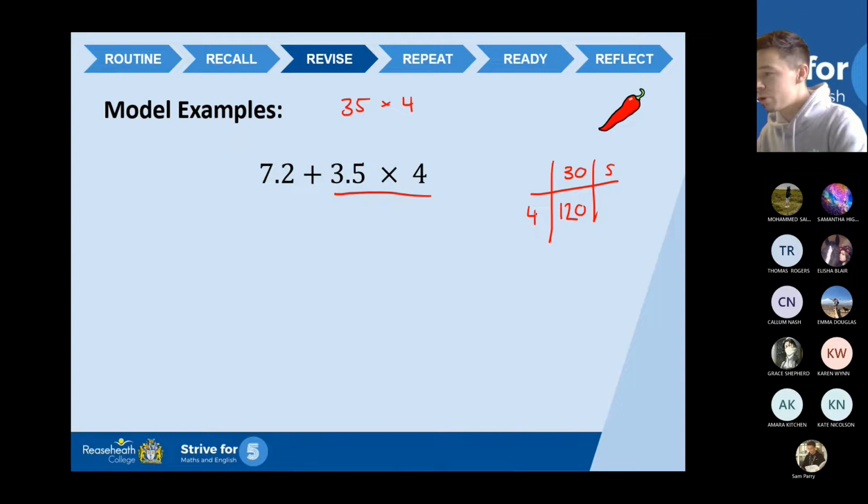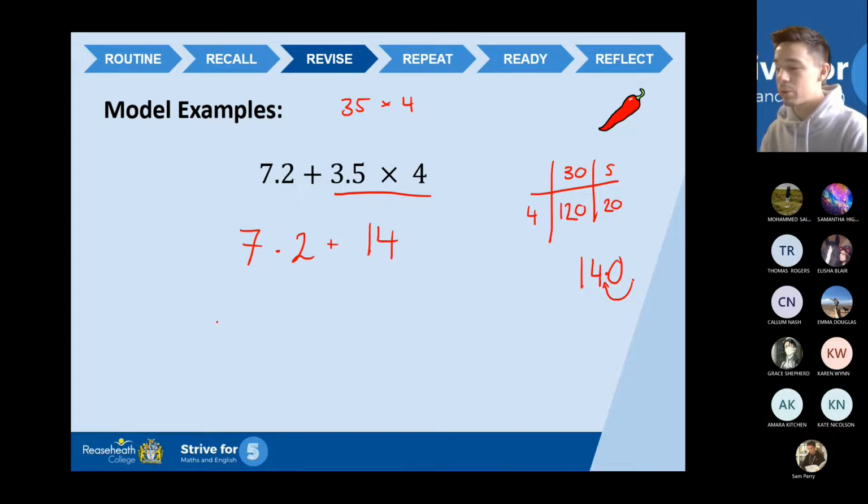Add the 0 on. 4 times 5 is 20, sorry. Put the 0 there. Excellent. Add them together is 140. Bring the 1 decimal place back in, so it becomes 14. So I've got 7.2 add, well, the answer to that we've established was 14. And then 7.2 add 14.